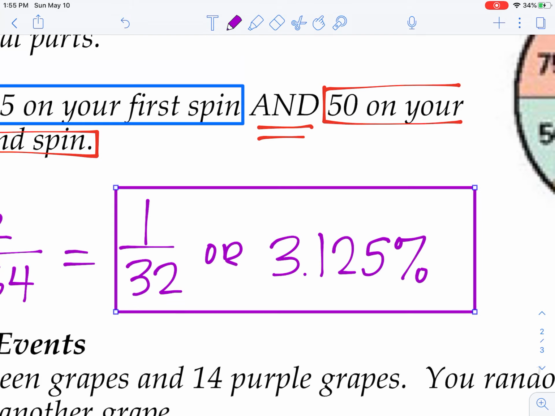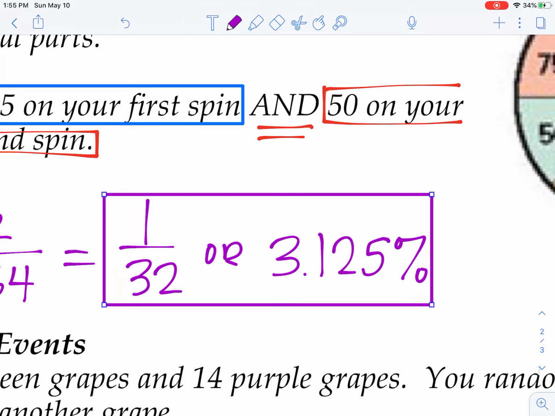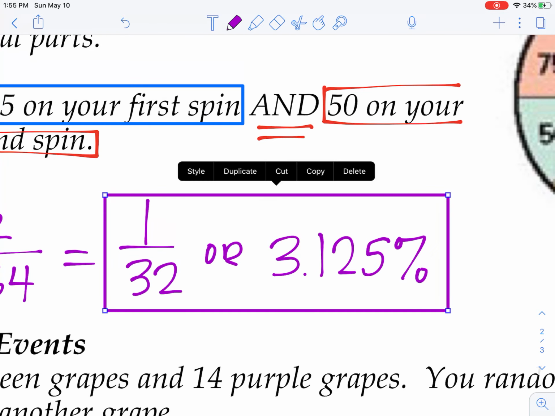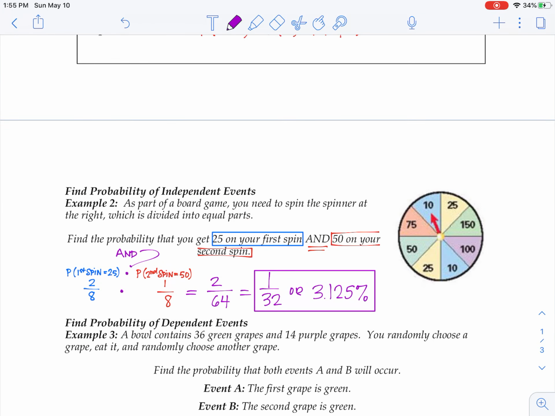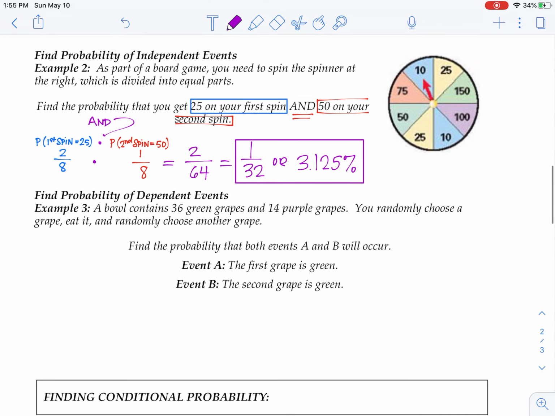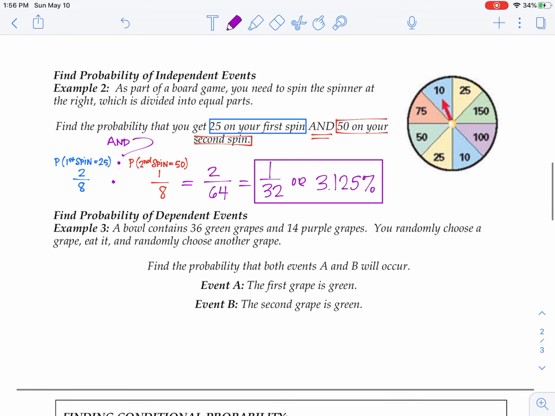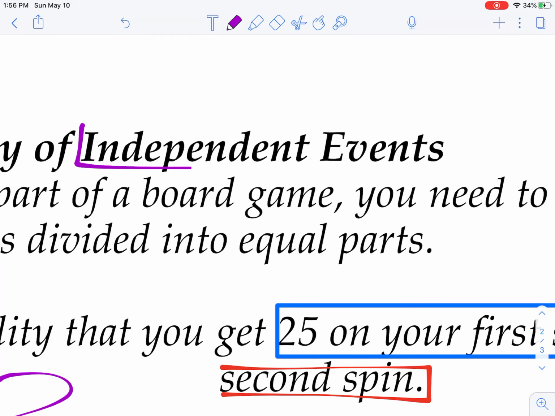You will notice in independent and dependent probabilities, a lot of these probabilities are going to be very small because the likelihood of things happening over and over and over again in a specific order makes it less and less likely the further you go. So there's a probability of an independent event.